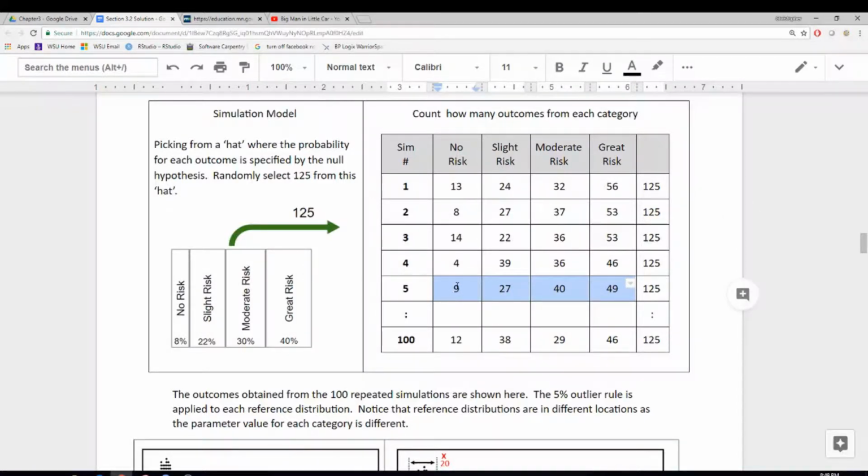9, that's pretty close to 10. 27, yep, that's really close to 27.5. For moderate risk, I should see about 37 or 38, pretty close to 40 there. Okay, and great risk, I should see 50, and I obtained 49 on this particular simulation run. So I would anticipate that these here are going to be pretty close to the expected outcomes.